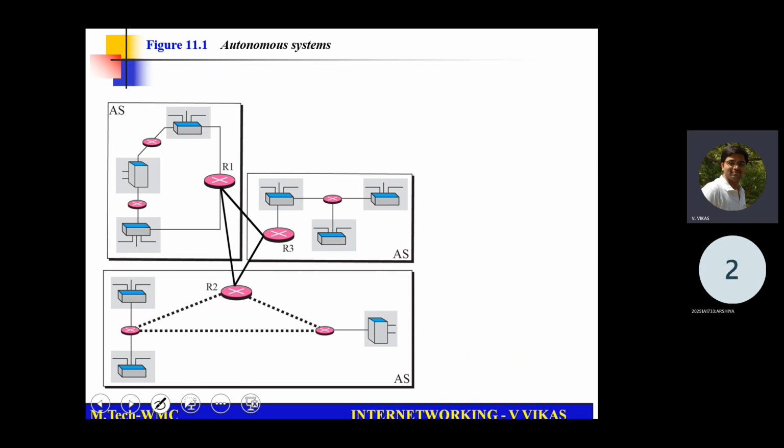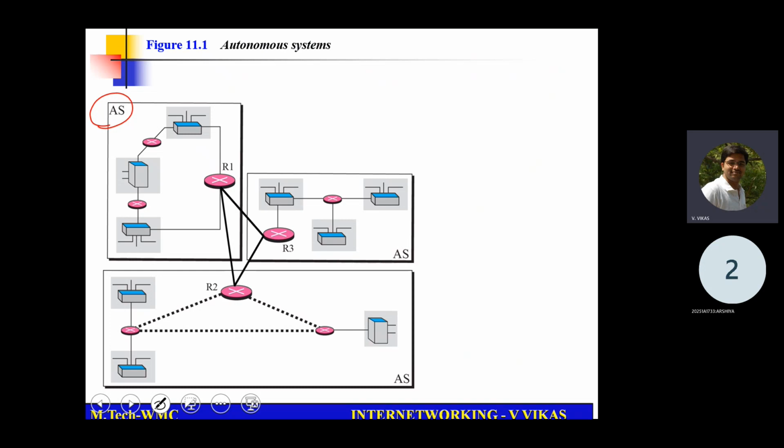Autonomous systems. Okay. It is not possible for the entire world to have a single routing protocol. If that were possible, we would have only one government ruling the entire world, right? But it's not possible. Even within a country, we have different states, districts, mandals, because coordination is easy when we have different hierarchy. Similarly here, the entire world will be divided into different regions, and each region we name an autonomous system.